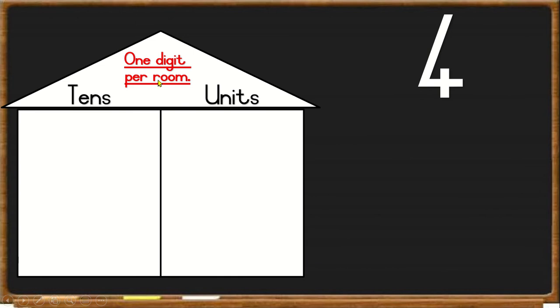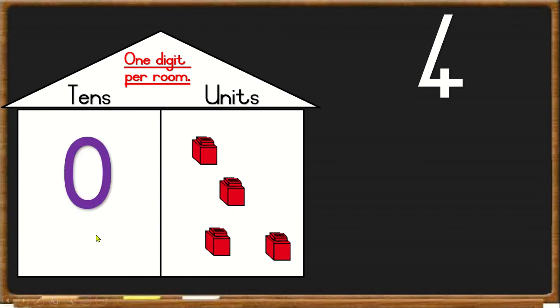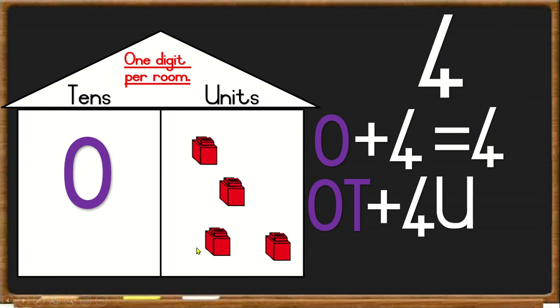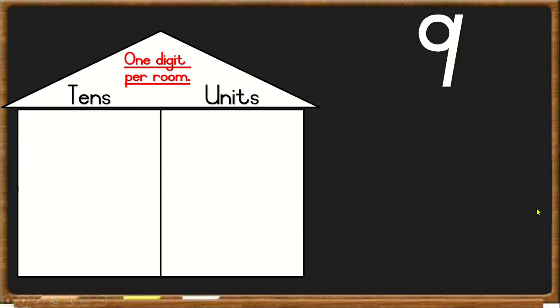Now, how does the number 4 look? So we're going to put in 1, 2, 3, 4 blocks. So we say we have 0 tens and 4 units. So 0 plus 4 equals 4. So we say 0 tens because there's nothing, plus 4 units because it's in the units room, equals 4.